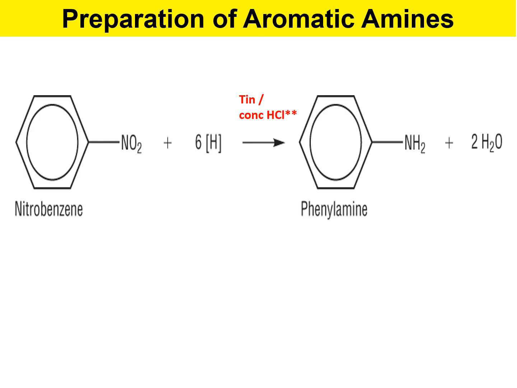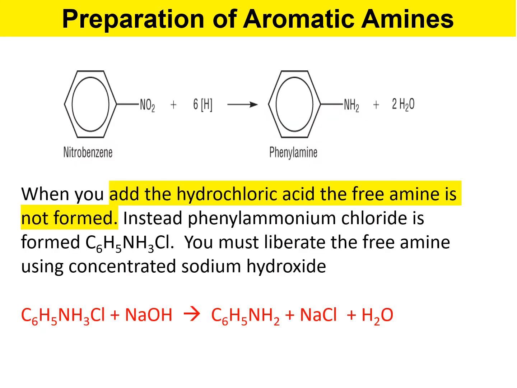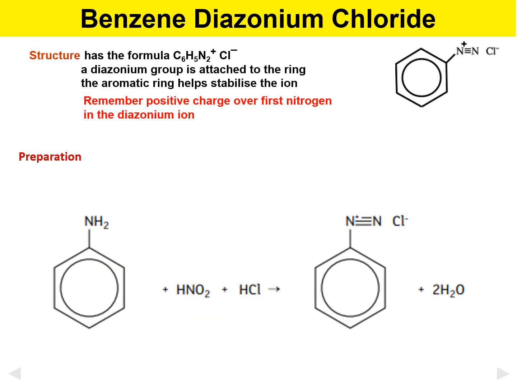Phenylamine is prepared by the reduction of nitrobenzene using tin and concentrated hydrochloric acid. This is the only time on the A-level course that we do not use LiAlH4 as a reducing agent. In this preparation, phenylammonium chloride, the salt, is formed in the presence of hydrochloric acid. The free amine needs to be liberated using sodium hydroxide or potassium hydroxide.